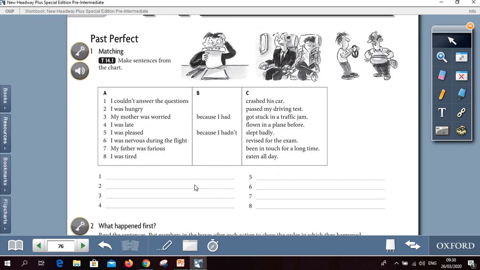Question 1 is about matching. So we are going to match a line in A with a line in B and to finish it with a line in C. Of course, this is the link between the past perfect and the past simple.